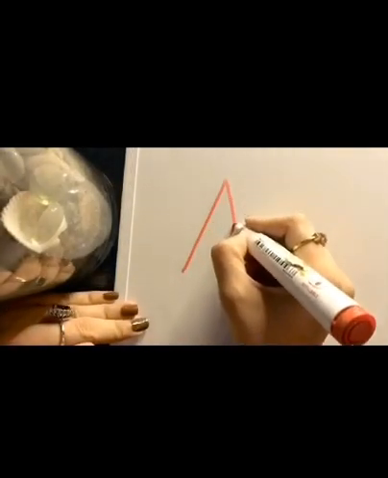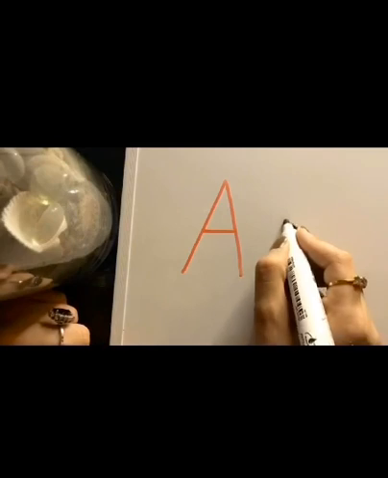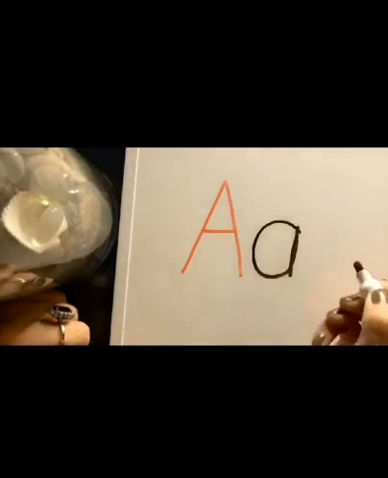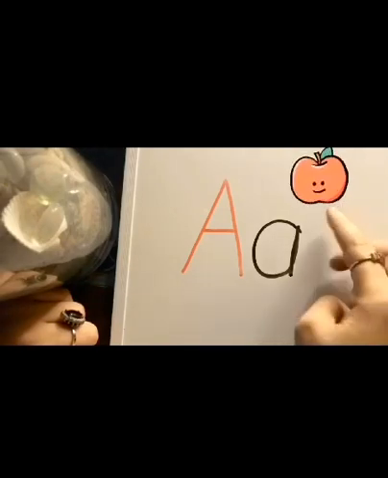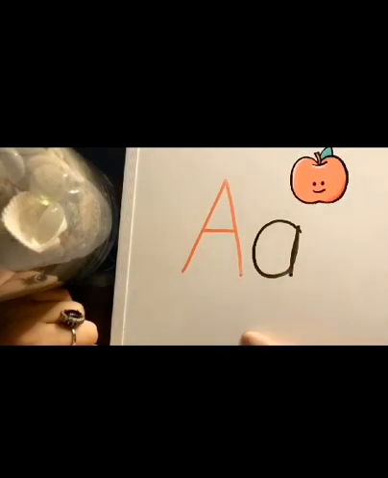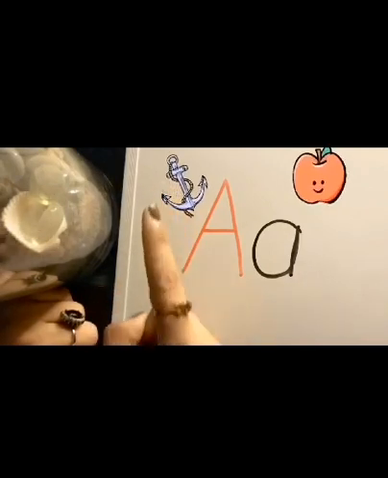Now let's go to A. The letter is A and the sound is A. Make a K, go up, come down. A. Now let's see what begins with A. Oh, what is it? Apple. A, apple. Let's say with auntie. What is next? Anchor.